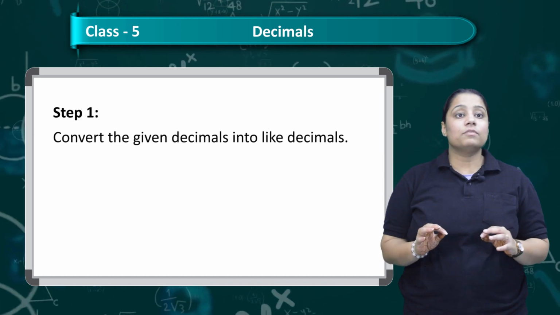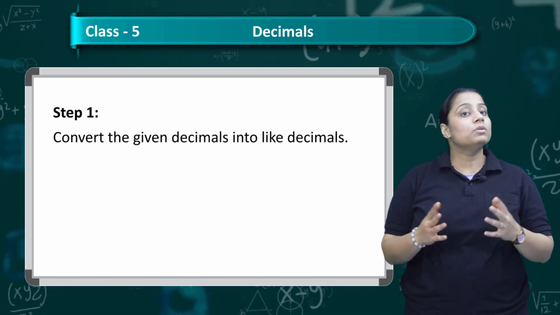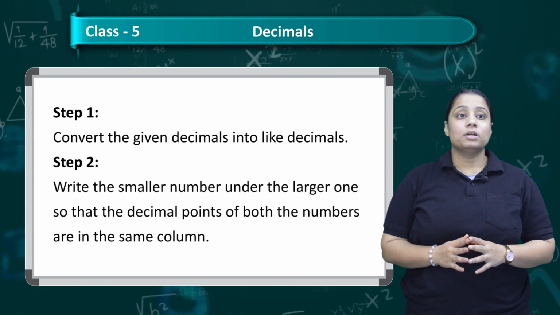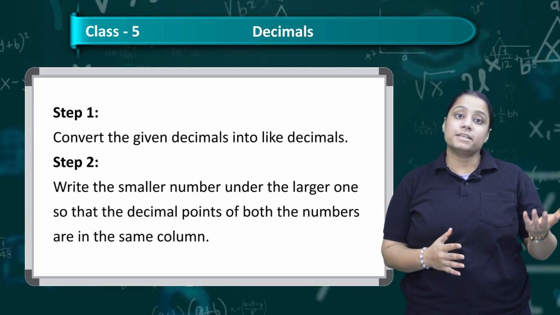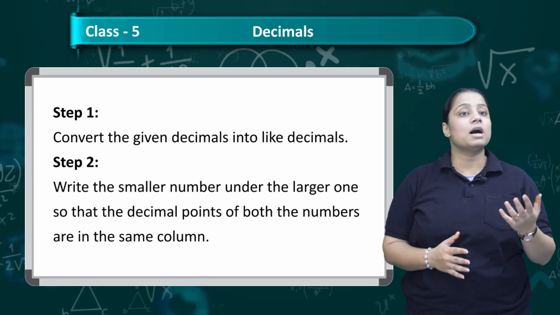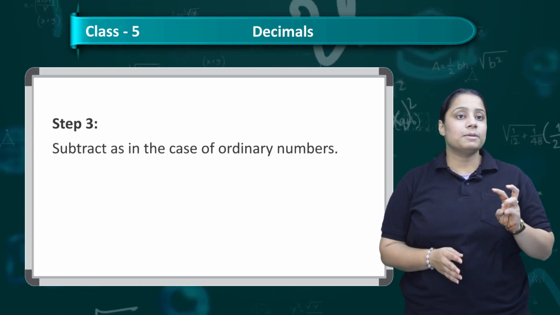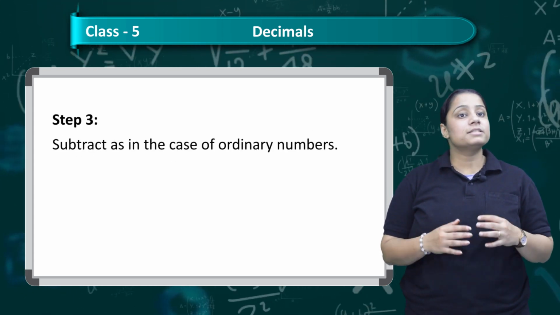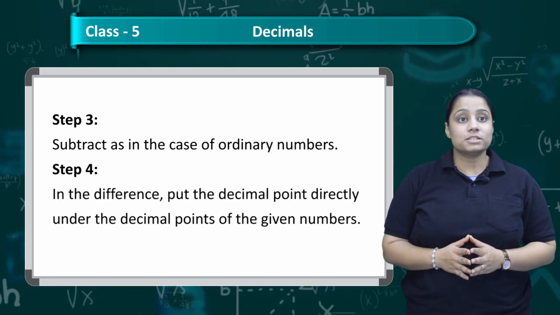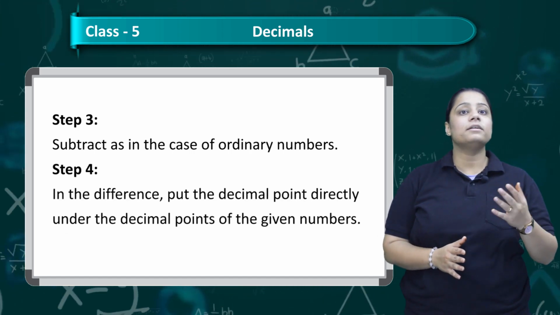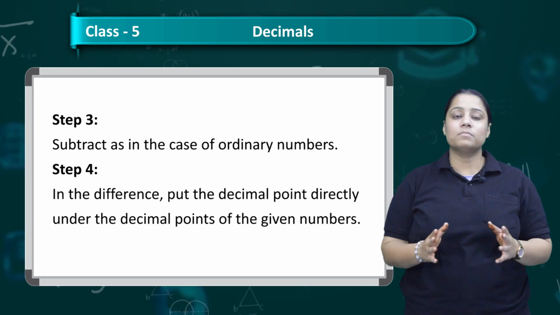Step 1. Convert the given decimals into like decimals. Step 2. Write the smaller number under the larger one so that the decimal points of both the numbers are in the same column. Step 3. Subtract as in the case of ordinary numbers. Step 4. In the difference, put the decimal point directly under the decimal points of the given numbers.